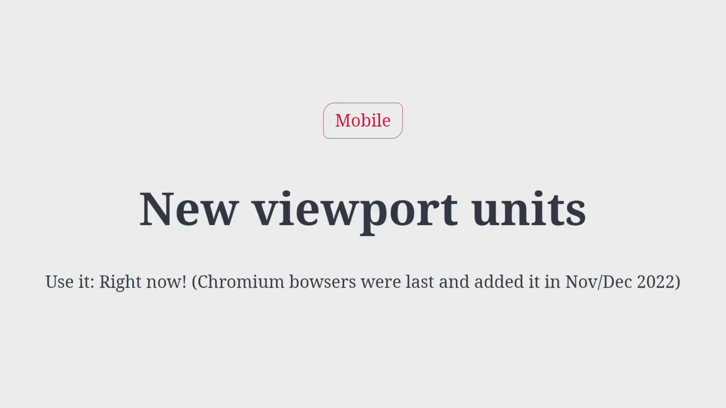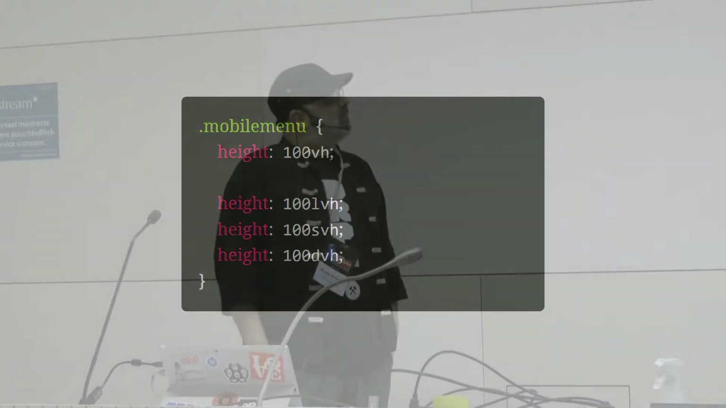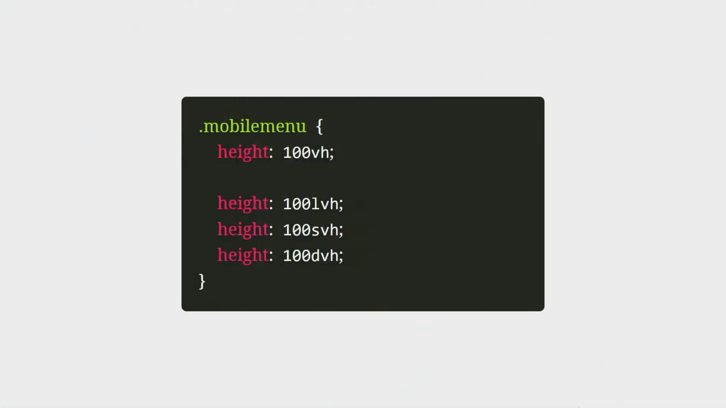We have new viewport units. You can use them right now. Chromium browsers added them last year in November and December. You may know the viewport height. And viewport height is quite useful until you find out there's a bug in Safari and you have problems with your mobile design because it didn't work in Safari and you had to find a hack around it. And now we have new units. The L is for large viewport height, S is for small viewport height, and D is for dynamic viewport height. Of course, we have the same with viewport width.